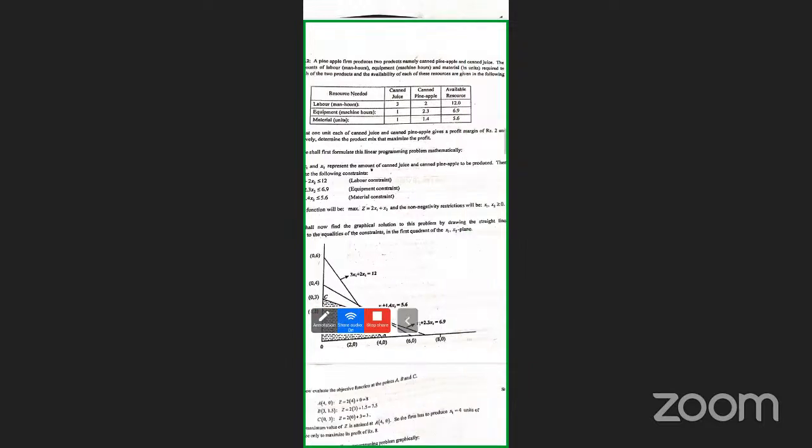Now we can consider the objective function. Objective function is 2x1 plus x2. So that is profit. Profit margin of 2 rupees, so that is 2x1, and cost 1 rupee. So this is the objective function. Maximum of z is equals to 2x1 plus x2.